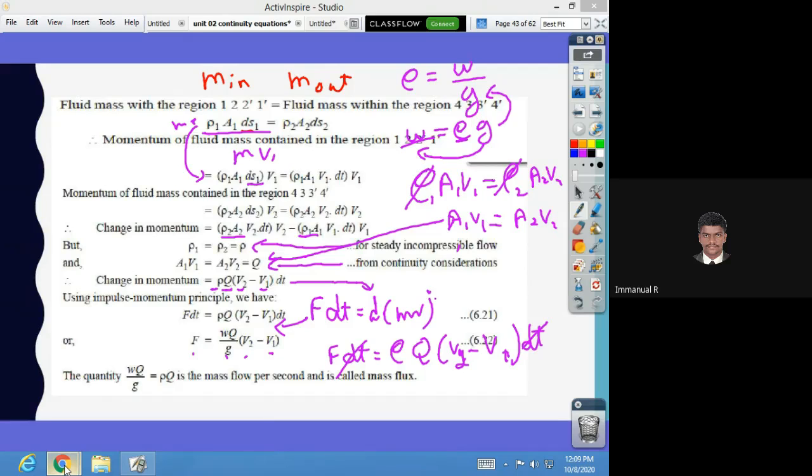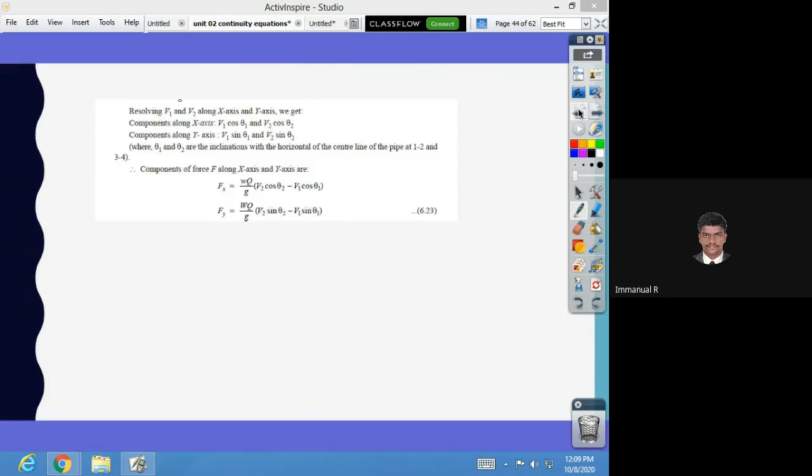Okay, so this is the momentum. From the momentum principle I can get the force value. The quantity WQ by g, equal to rho Q, rho into g, is the mass flow per second and is called the mass flux. Sometimes in 2 marks they can ask what is mass flux. Next we will move on to some basic engineering mechanics steps.